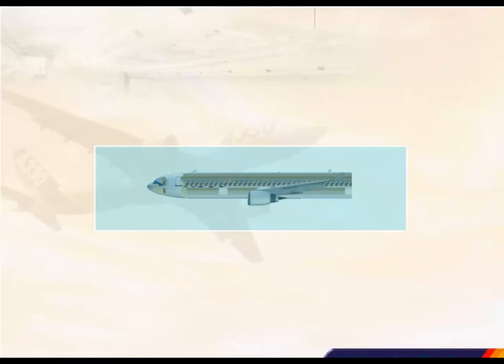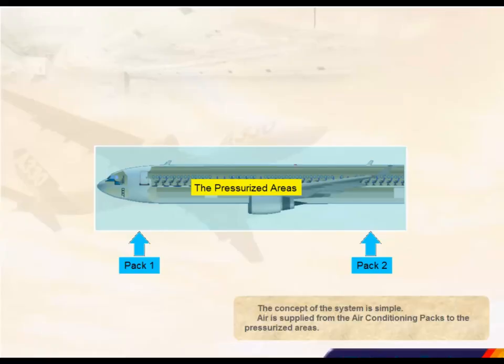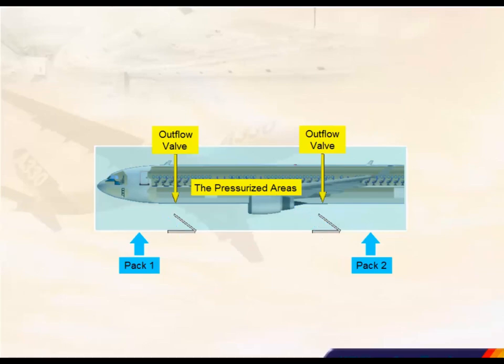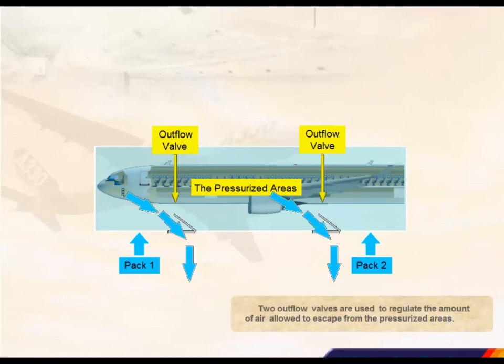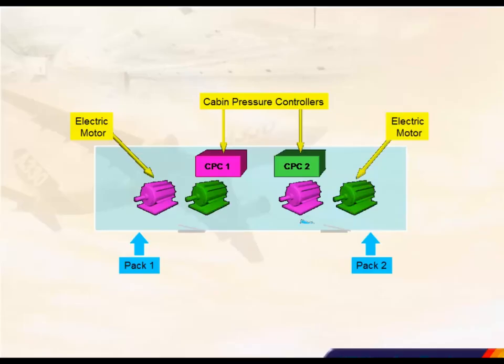The concept of the system is simple. Air is supplied from the air conditioning packs to the pressurized areas. Two outflow valves are used to regulate the amount of air allowed to escape from the pressurized areas. Automatic control of the outflow valves is provided by two cabin pressure controllers. Each controller has an electric motor to move each outflow valve.